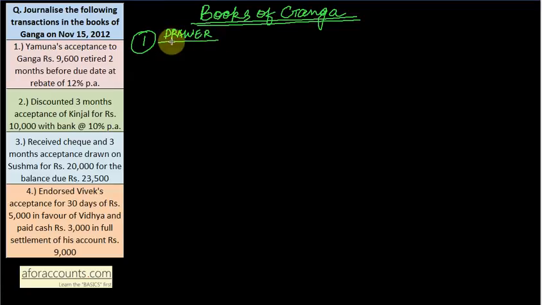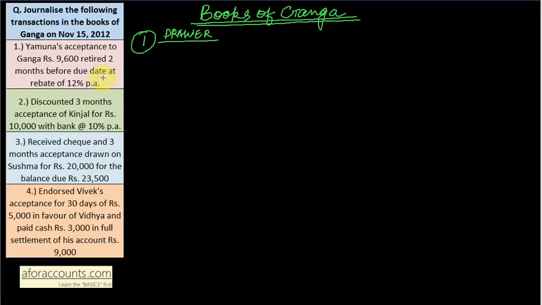Now, think that you yourself are Ganga and you are the drawer. Now, read the question again. Yamuna's acceptance to Ganga, ₹9,600 means, for me, it is bills receivable. Acceptance of 9,600 retired 2 months before due date means Yamuna is paying me 2 months before the due date at rebate of 12% per annum. Since I am the drawer, I will be giving rebate here because Yamuna is paying 2 months earlier, and rebate will be an expense for me, right?